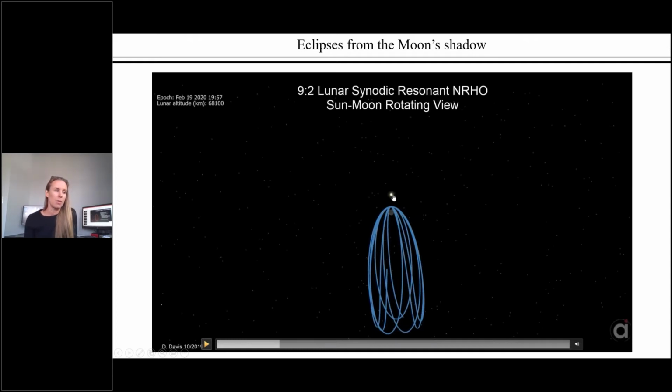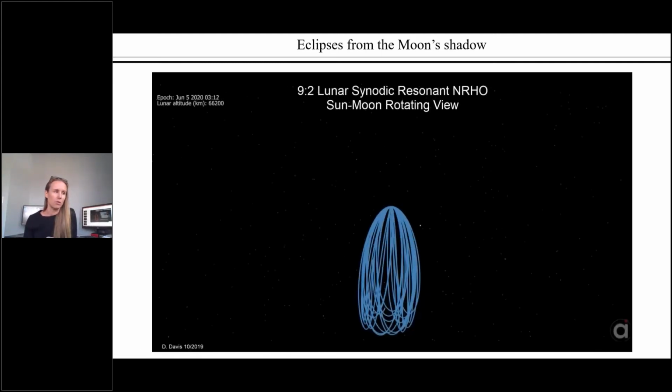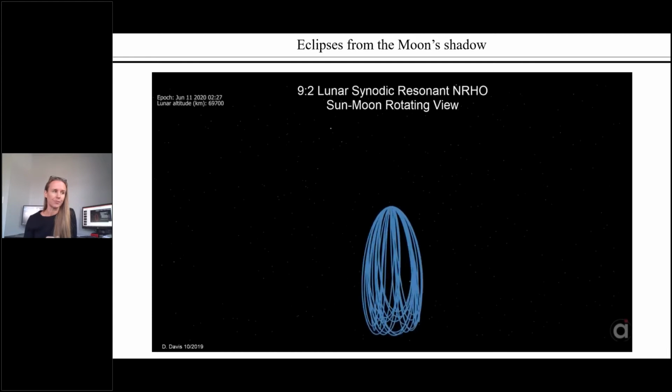So I'm plotting the NRHO in a Sun-Moon rotating frame. And that means that the Sun and the Moon are holding still in this frame. So you know what direction the shadow is going to go, right? The light comes from the Sun, it hits the Moon, and the shadow's behind it. Because we're in a resonant orbit, we have a repeating pattern even in this Sun-Moon rotating frame, right? So you can see this pattern as we spin around the orbit in this view here.